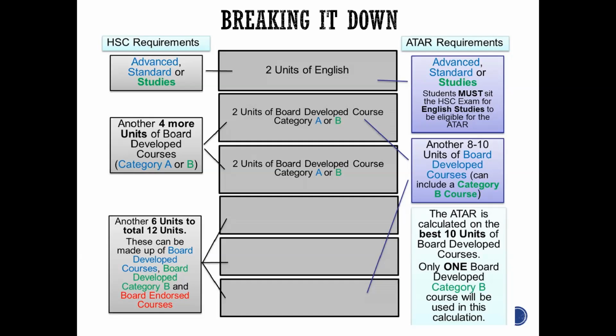If a student is wishing to study the ATAR pathway, they are encouraged to select 3 more board-developed Category A subjects. They can elect one board-endorsed course if they wish. However, they must be aware that this will not count towards the ATAR and that the remaining 5 subjects or 10 units will be the ones used in the ATAR calculation. This board-endorsed course will be the only subject that they will be able to drop during Year 12 if they wish to do so.